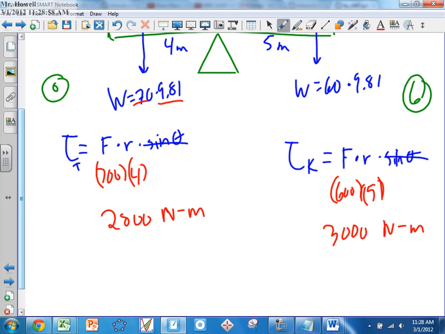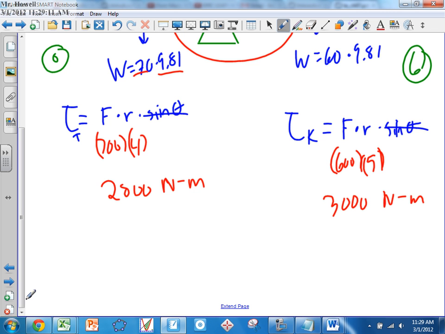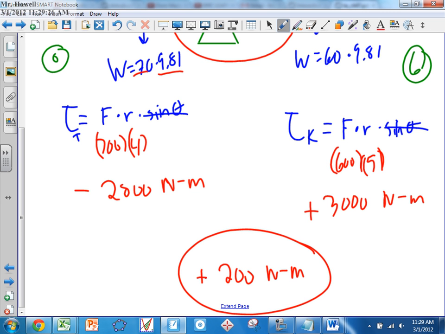Kenny's going to go down, thus it would be clockwise. Very good. Again, if Kenny's side goes down, it means the whole thing would go this way, right? So in the end, it's clockwise. The reason it's clockwise is because Kenny's was clockwise, which is positive. Terrence pulled down on the left side, which caused it to go anti-clockwise, which is negative. So the net torque is just 200 Newton meters, positive, which tells us clockwise.